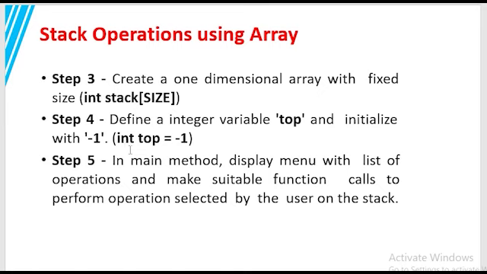Then the fifth step is, in the main method, we need to display the menu such that the operations to be performed for this particular function are shown. Those things should be specified in the main method. This is step 5.